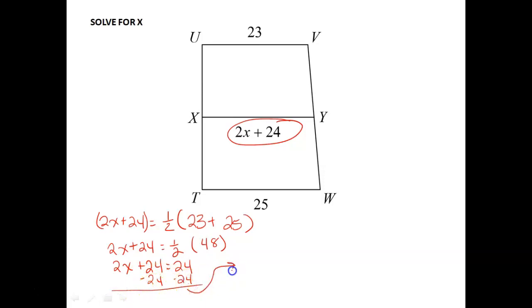I'm going to move over here. Sorry, I'm running out of space. 2X equals 24 minus 24 is 0. Divide both sides by 2. And X equals 0.